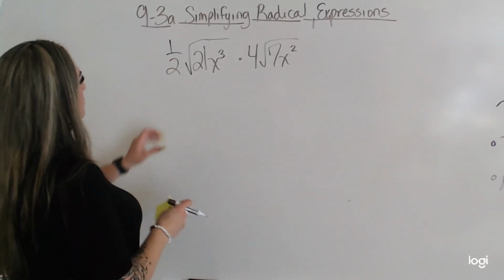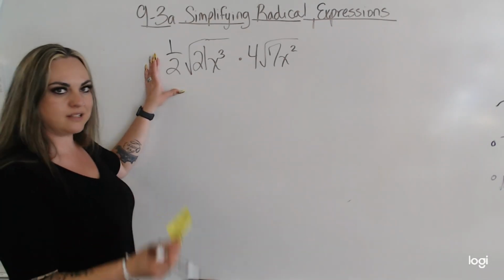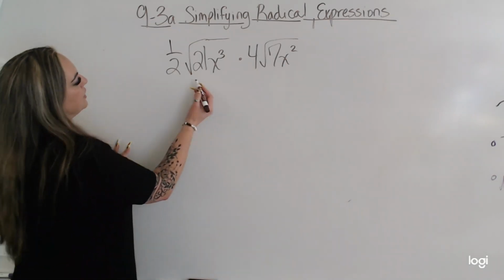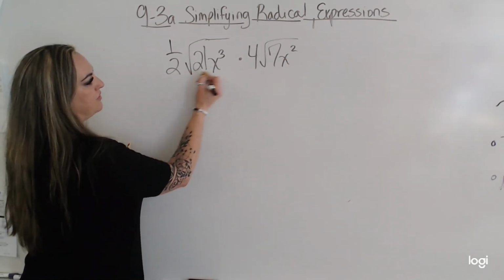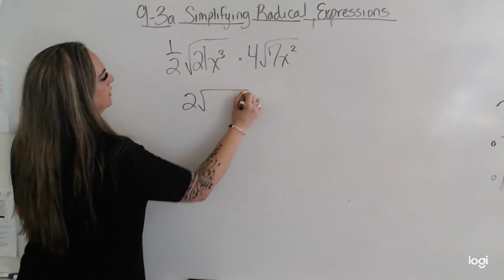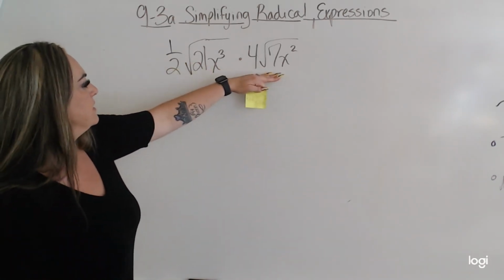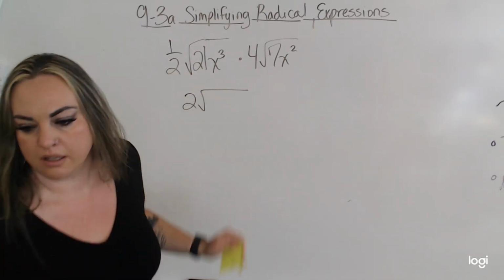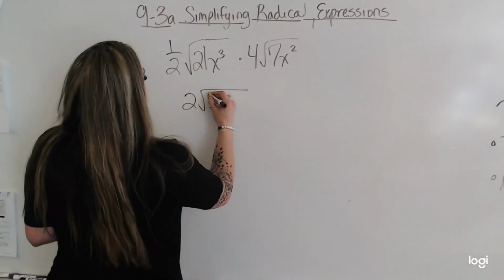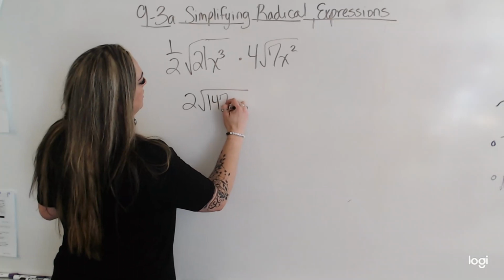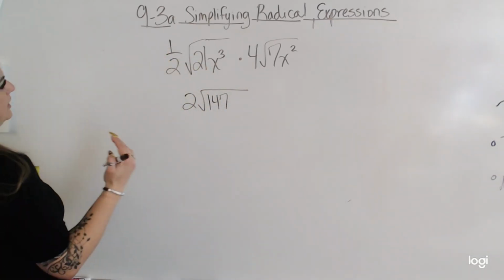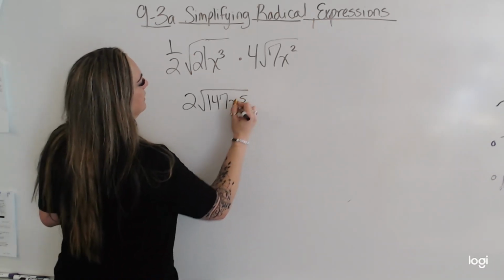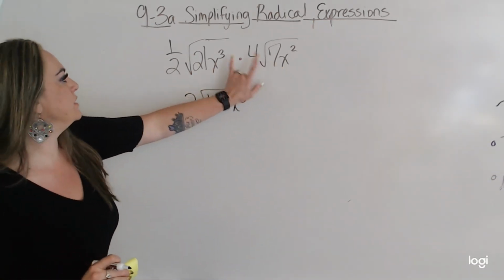Okay, I'm going to do one more that involves a fraction just so you can see it's not scary. We're going to do the same exact process that we did before. So the first thing we're going to do is multiply these numbers. Half of 4 is 2. And then we multiply these. 21 times 7, that gives me 147, then x to the 5th. Because we're multiplying these, we add the exponents.